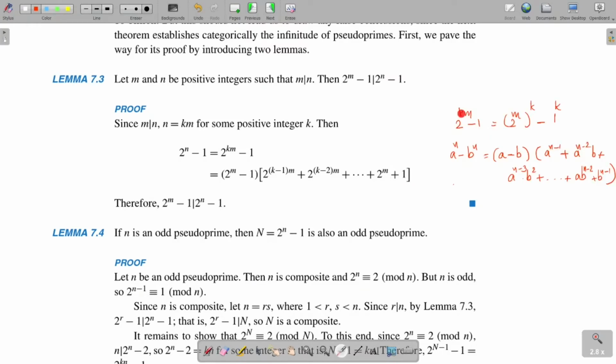Here we can write 2ᵏᵐ minus 1 as (2ᵐ) whole raised to k minus 1 raised to k. We have the formula aⁿ minus bⁿ equal to (a minus b) into (aⁿ⁻¹ plus aⁿ⁻²b plus aⁿ⁻³b² plus etc. plus abⁿ⁻² plus bⁿ⁻¹).